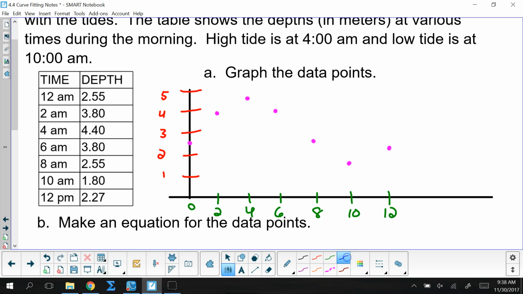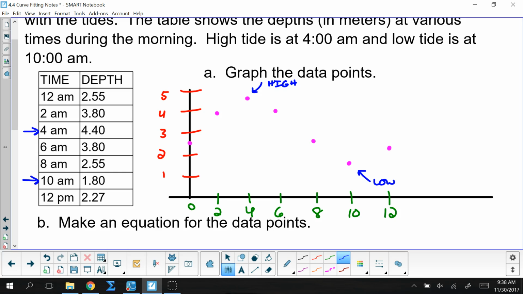We also know that this point in here is my low tide point, and this point up here is my high tide point, right? What do I need to make that equation? Why do I need to average them? It gives me the amplitude and it gives me the middle, right? Okay, so I need to average that one and that one.